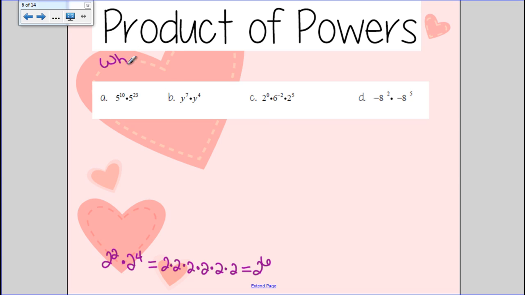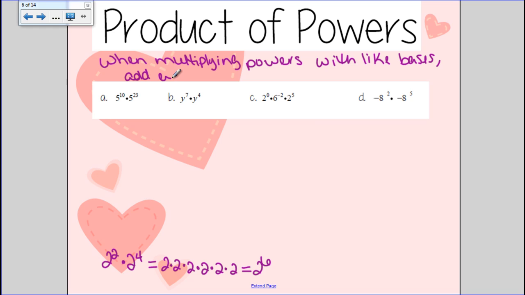Okay, so when you are multiplying powers with like bases, you just simply add the exponents. Now, if they do not have like bases, you can't do anything with them. It's like adding an x plus a y and making it an xy. They have to be like bases. They have to be the same in order for you to add their exponents.